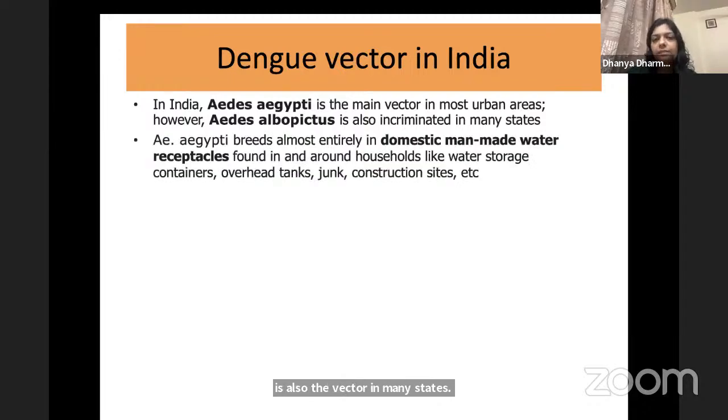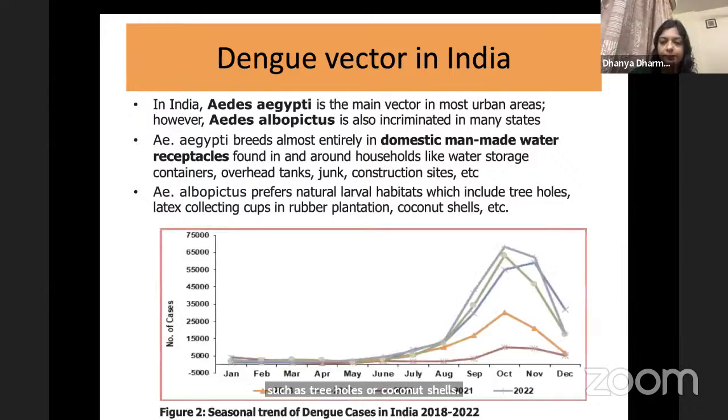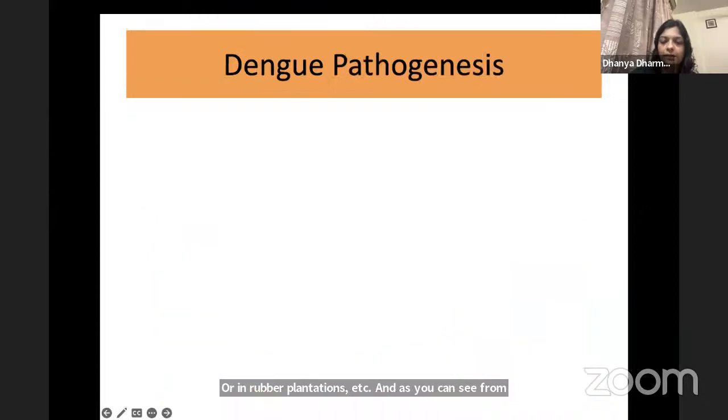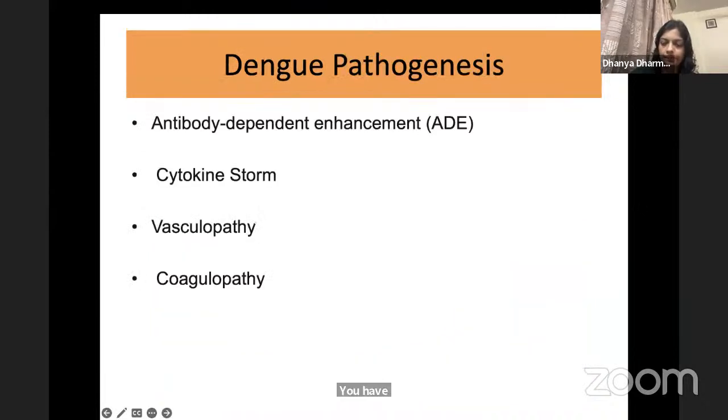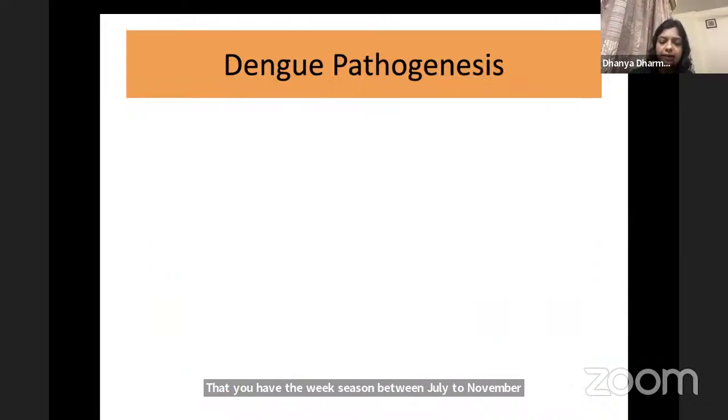So Aedes aegypti, we know, breeds mostly in domestic man-made water receptacles found in households, like water storage containers, overhead tanks, construction sites, etc. But the other species, Aedes albopictus, generally prefers natural habitats such as tree holes, coconut shells, or rubber plantations, etc. And as you can see from this graph, you have the peak season between July and November every year in India, and it coincides with the monsoon season.